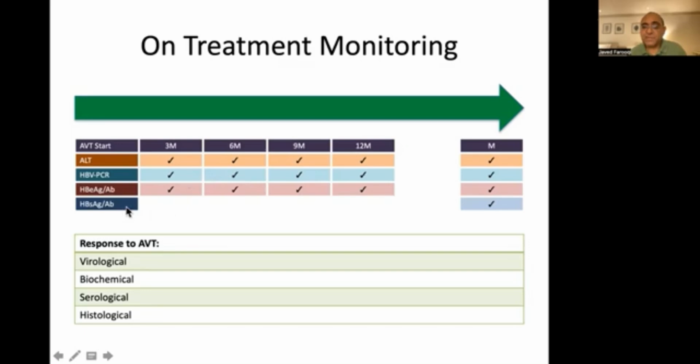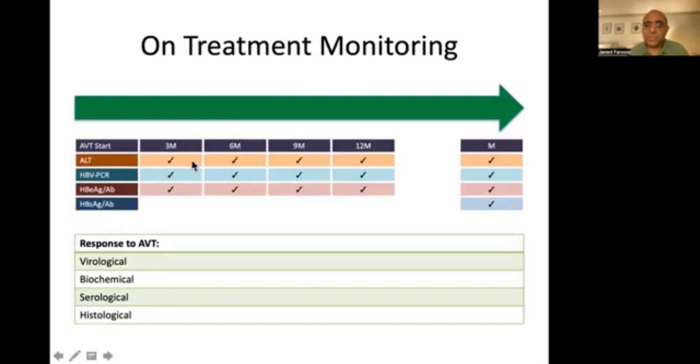We don't check HBsAg during the first year, by and large. We check this when the PCR becomes negative and E antigen seroconversion happens, then we check the HBsAg. And once HBsAg becomes negative, then we go for checking of the anti-HBs. The response to antiviral treatment may be virological, biochemical, serological, and histological, and we shall discuss this in the next video.